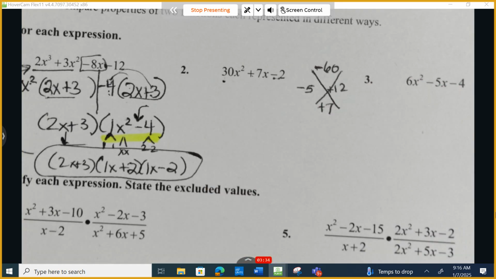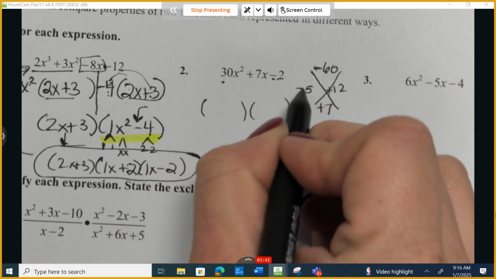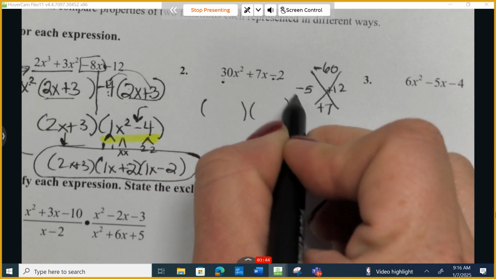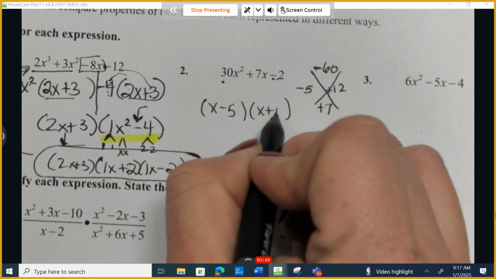So this is the new method. It starts out in the exact same way. You have to be able to correctly choose those integers. Now here's the shortcut. Make 2 parentheses, please. And then the order you put these in doesn't matter as long as you have the correct sign. So I'm going to write x minus 5 and x plus 12.